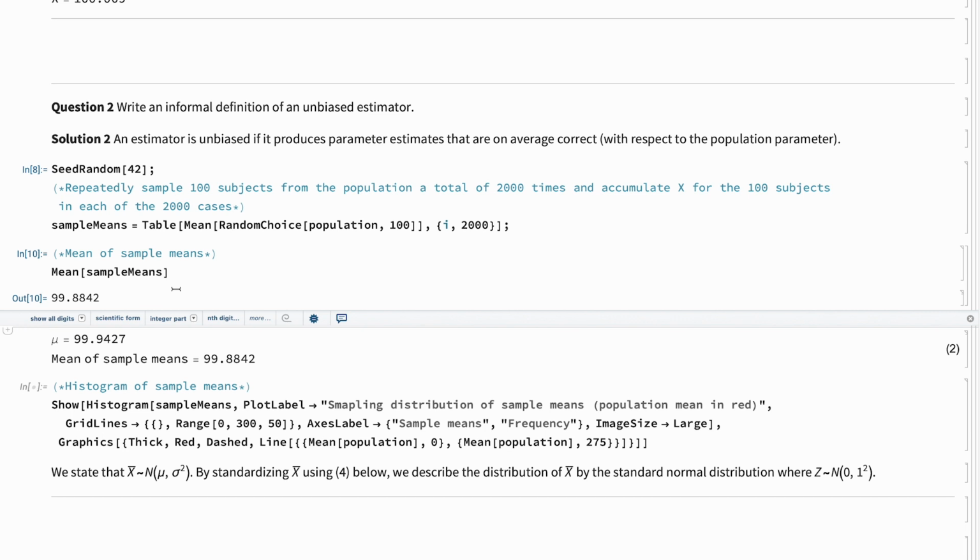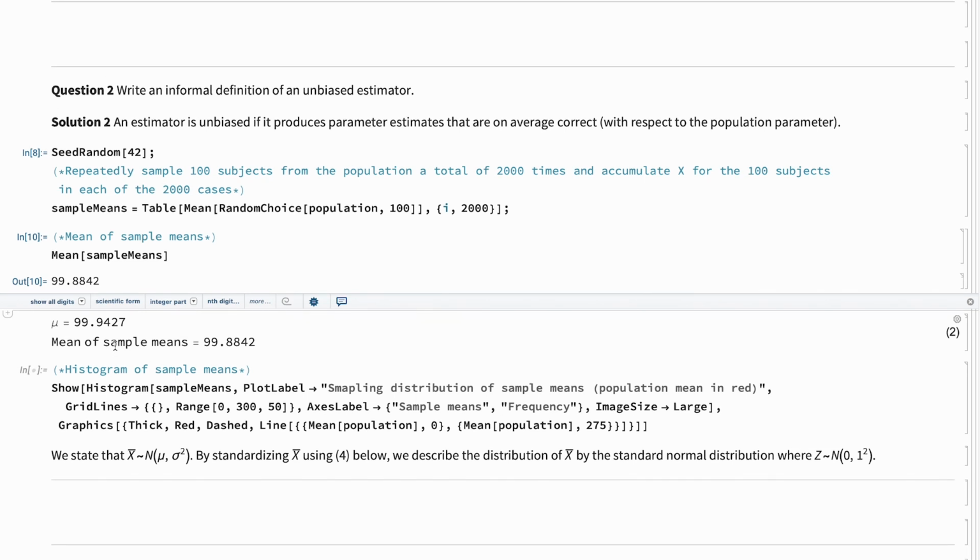I can see that's now 99.8842. And I do remember that the true population mean, that population parameter, was 99.9427, very close to each other. The sample mean is an unbiased estimator of the population mean.